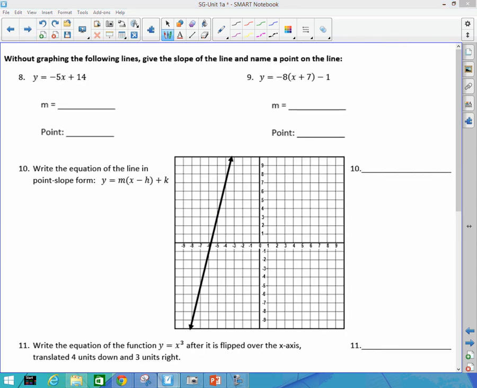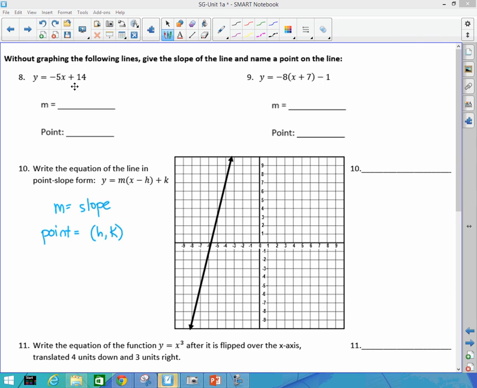Okay, next page. We have, without graphing the following lines, give the slope and name a point on the line. So when you're given these problems, look down here. You'll have the equation right here, but you yourself need to remember m is telling you the slope and the point is (h, k). And we know that h always goes with the x and k goes with the y. This is inside your parentheses, so when you write it, it's the opposite of what it looks like. This is outside the parentheses, so it's the same thing.